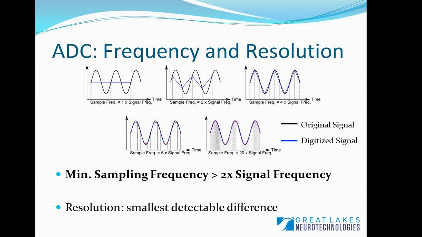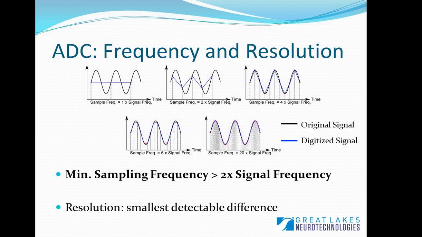I mentioned before that it's important that the frequency coming into your analog to digital converter is limited to a certain level. This is illustrated in these 5 diagrams where we see the original signal in black and the digitized signal that is a result of sampling at different rates in blue. The little red dots are the samples that would be taken at each time point.